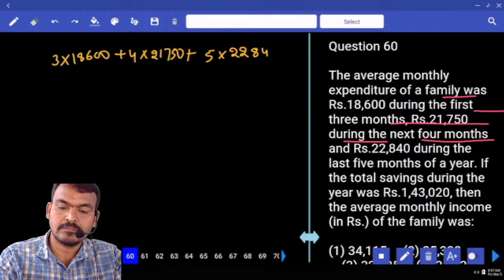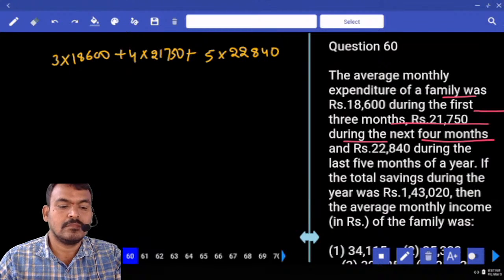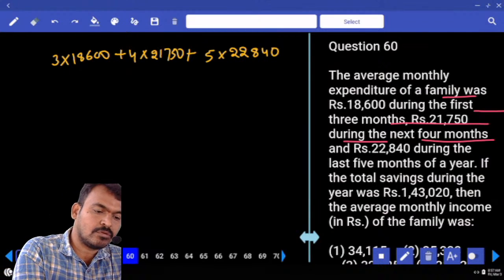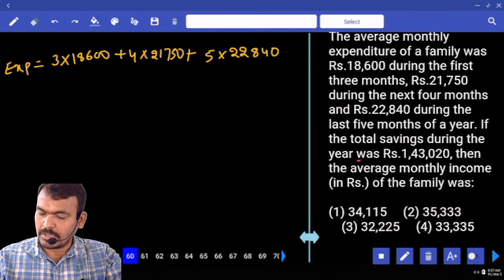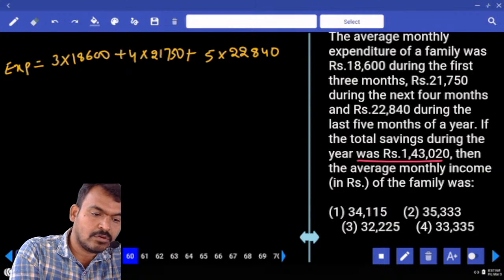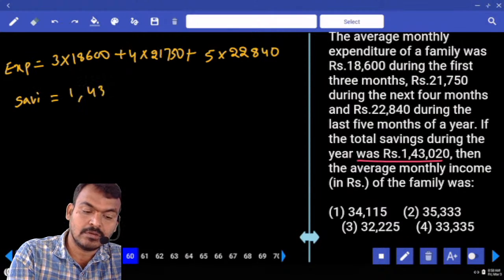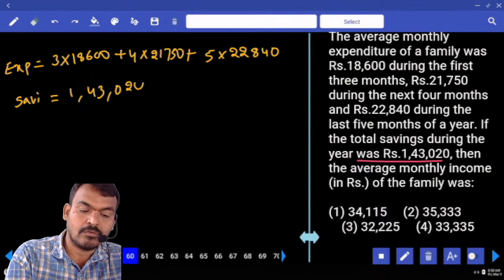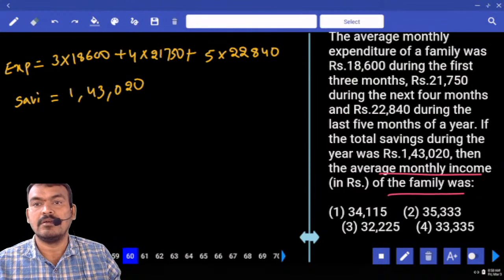It is the total expenditure of how many months? 12 months. And the total savings during the year was how much? 1,43,020. Total savings are given as 1,43,020. What is the question here? What is the average monthly income of the family?